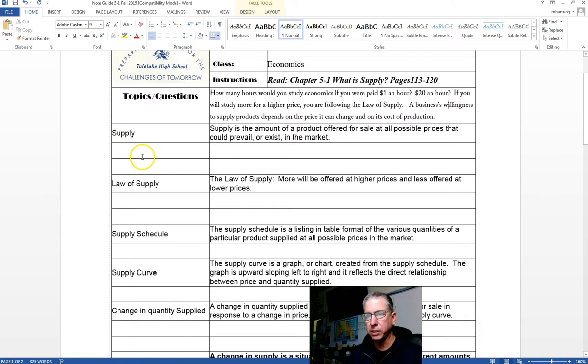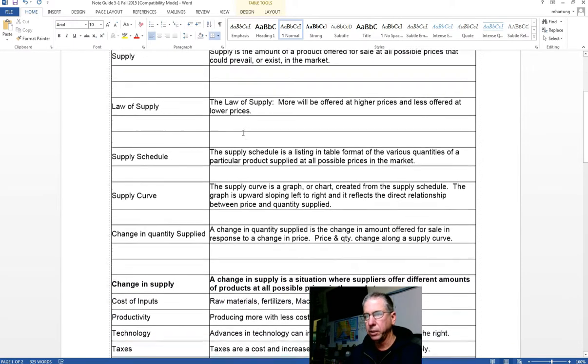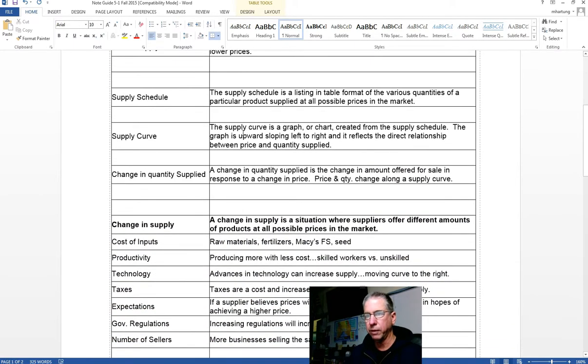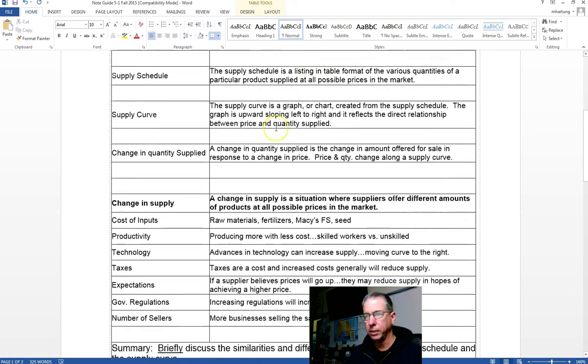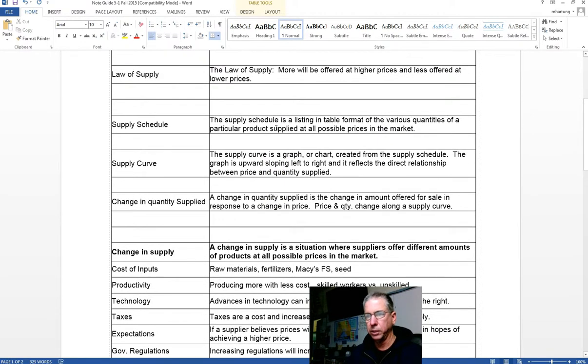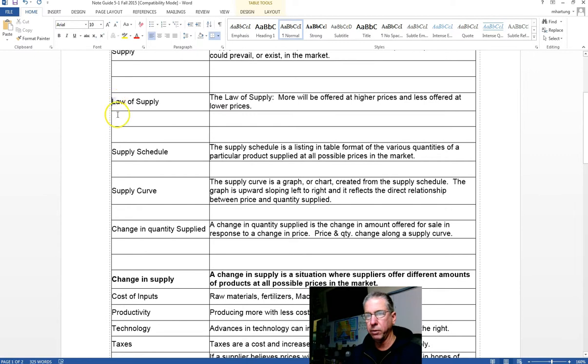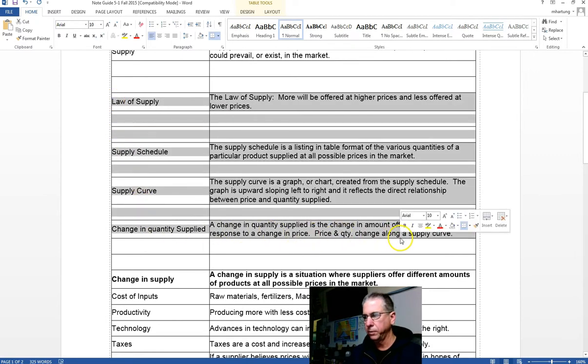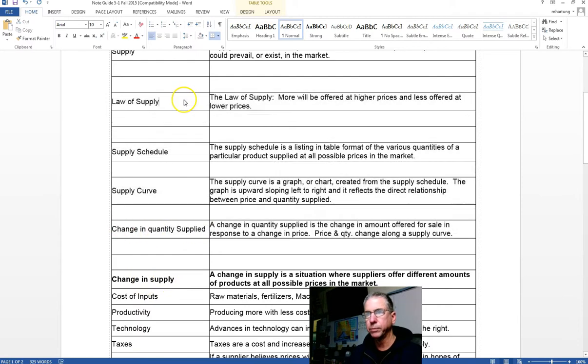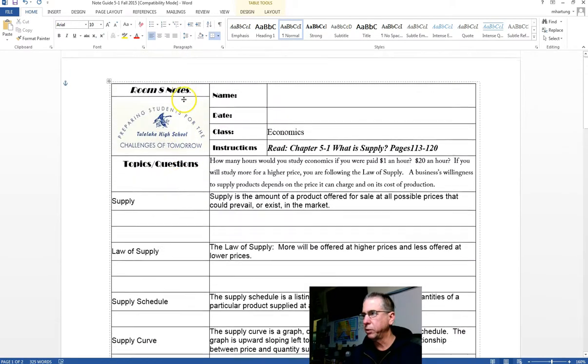Okay, so this lists all the vocabulary that we have, and as we move through this and have further discussions, you may want to add some additional notes. And so for the first couple days, we're going to stay right in this area right here, and then we'll move on to a change in supply. But right now, we're going to talk about change in quantity supplied, not a change in supply. That comes later. Change in quantity supplied. So that's your note guide.